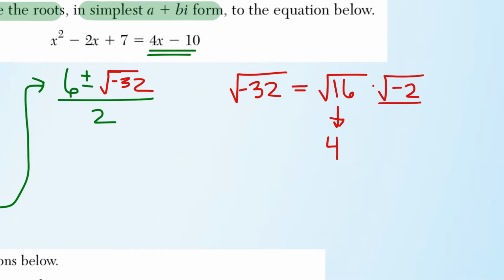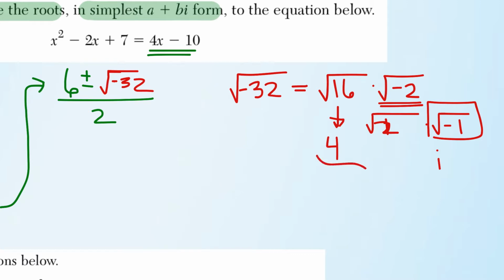Now the square root of negative 2, we want to think of that as the square root of 2 multiplied by the square root of negative 1. And we're doing that because, of course, the square root of negative 1 is equal to i. So combining all of these together, the square root of negative 32 is the same thing as 4i root 2.